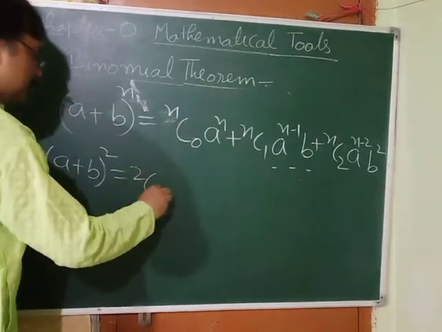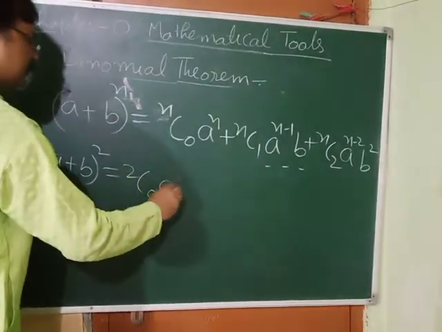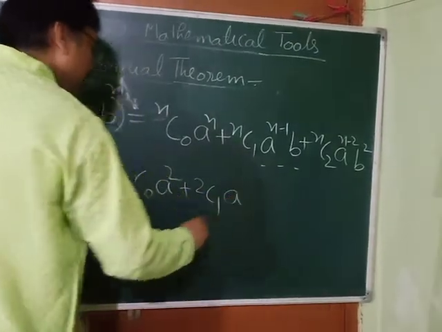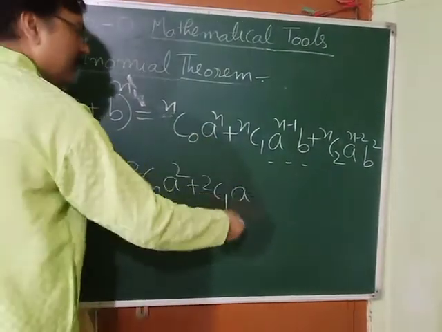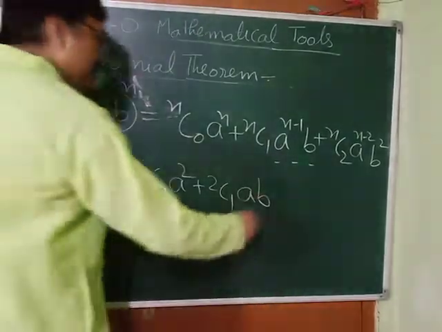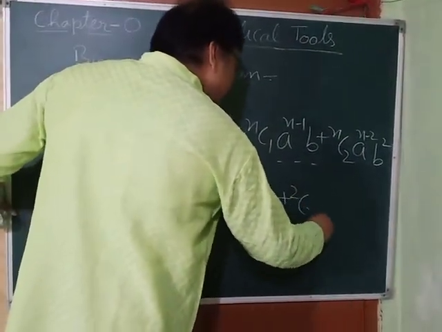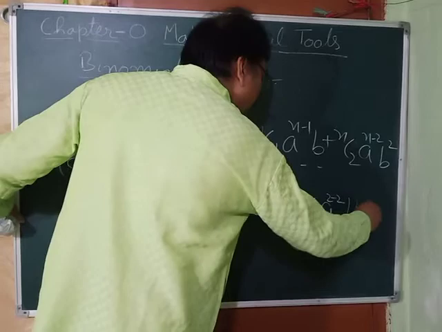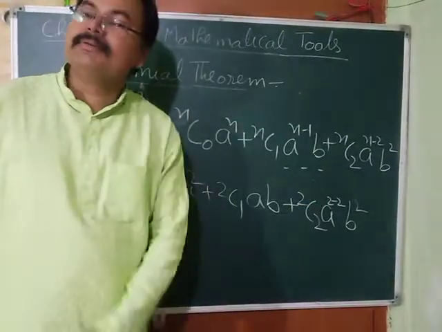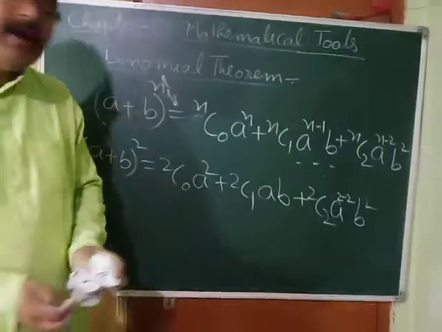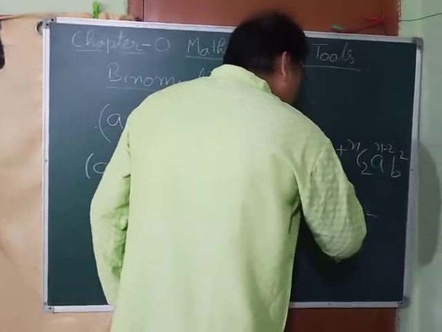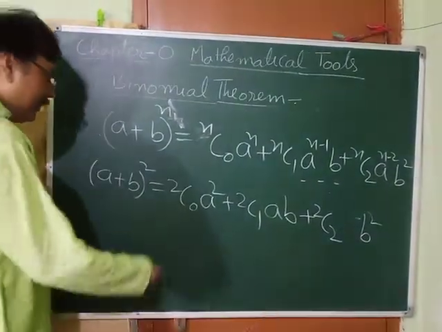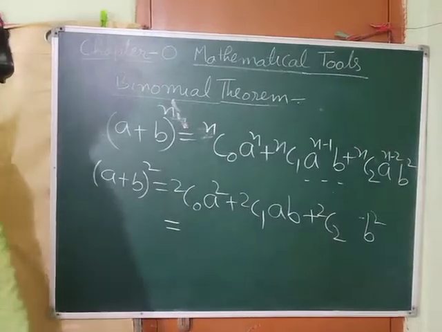We will write 2C0 a raised to the power 2, plus 2C1 a raised to the power 2 minus 1, that is 1, and b will also come here. And then what will we get? 2C2 a raised to the power 2 minus 2 and b square. So a raised to the power 2 minus 2 is how much? 0. And a raised to the power 0 is how much? 1. So we should not write this, because 1 into b square is b square only. Now you tell me, what is the value of NC0?